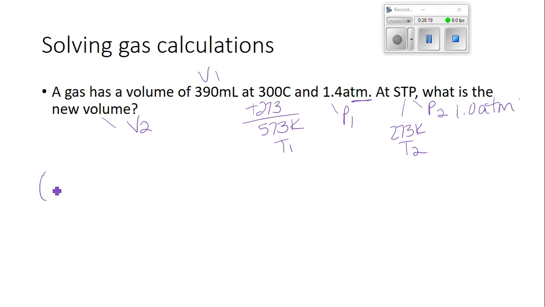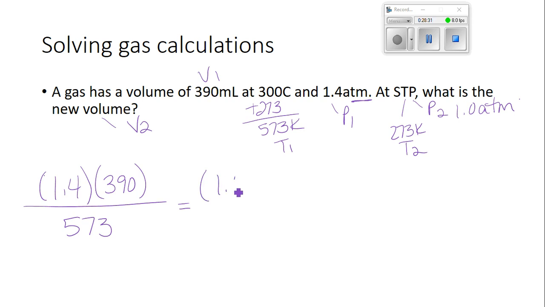My first pressure is 1.4. My first volume is 390 milliliters, and my first temperature is 573. My second pressure is 1.0. I'm trying to find the volume, that's what I'm going to solve for. And 273 is my new temperature.